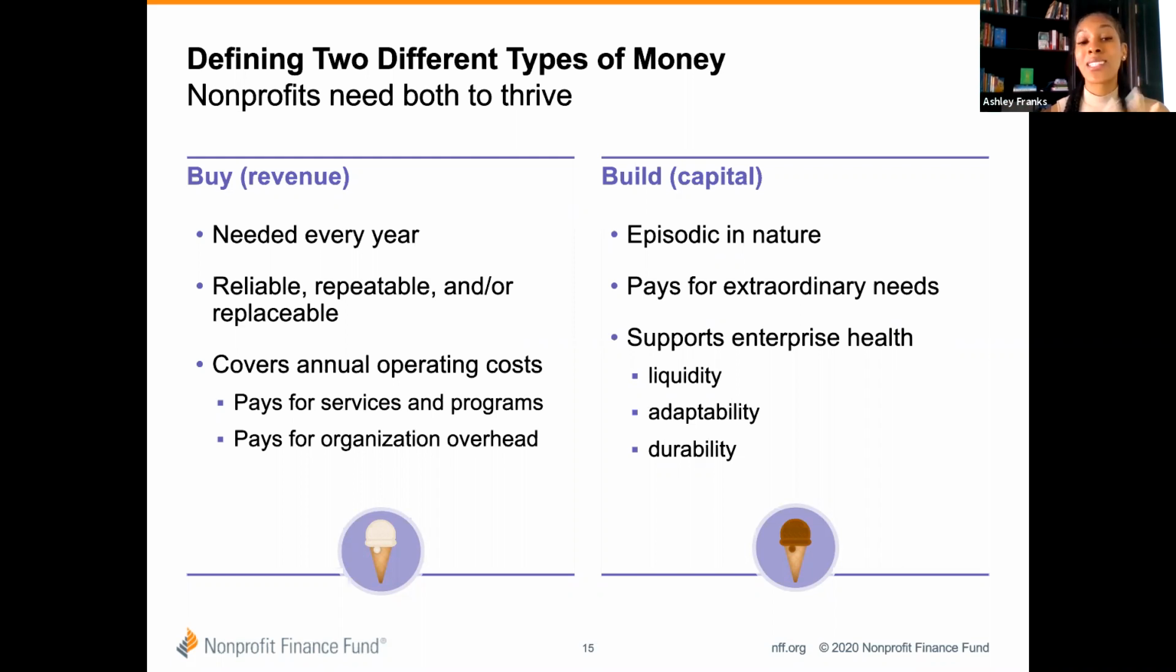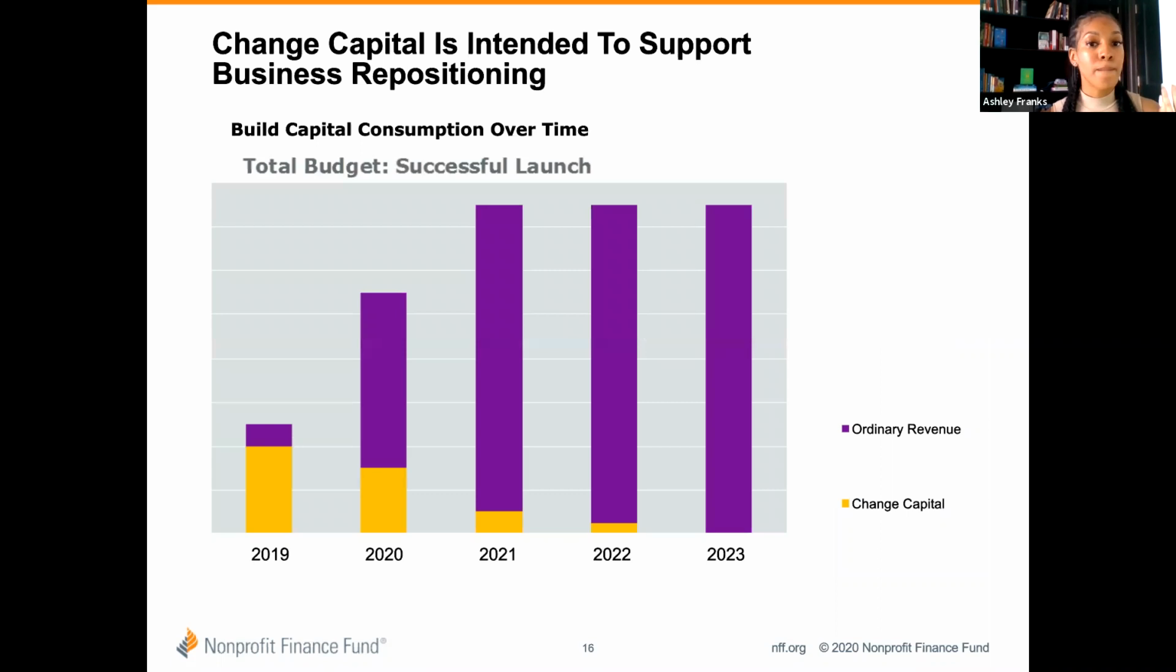Because change capital is a temporary investment of build dollars, once change capital funds are spent, the hope is that buy revenue, right, that regular repeatable revenue, will be enough to cover costs and produce surpluses, which can then be saved and used to support the organization in the future. And so let's look at a successful implementation of change capital. This graph is a visualization of how change capital is intended to support business model change.